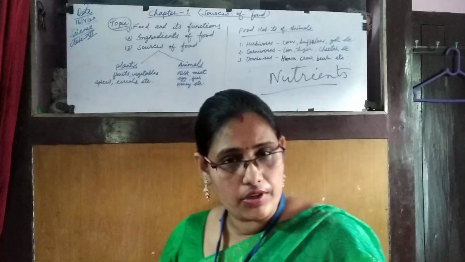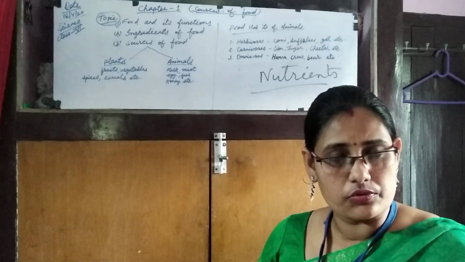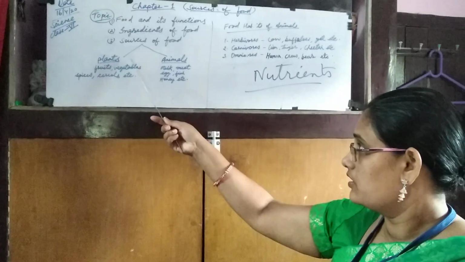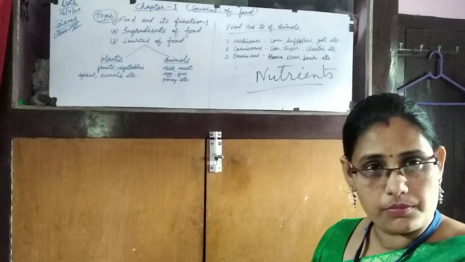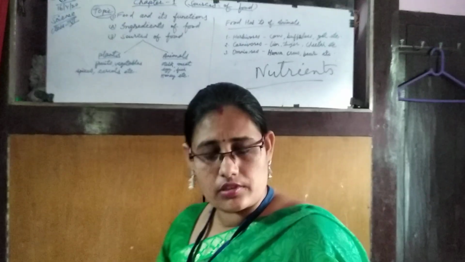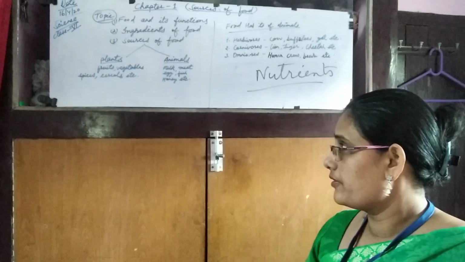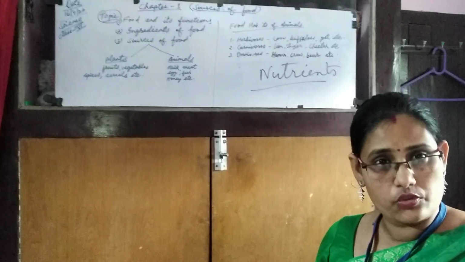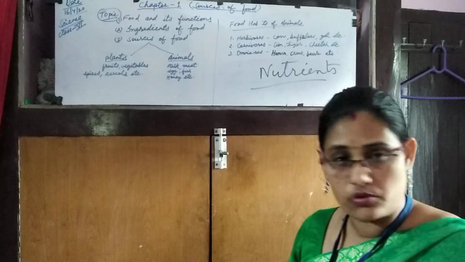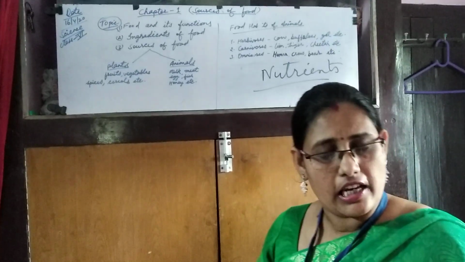Now, the next topic which I have just taught is sources of food. There are two major sources of food: plants and animals. The foremost important source of food is plants. Plants, which are known as producers, can make their own food by themselves through the process of photosynthesis. These plants are very important for us in our daily life.